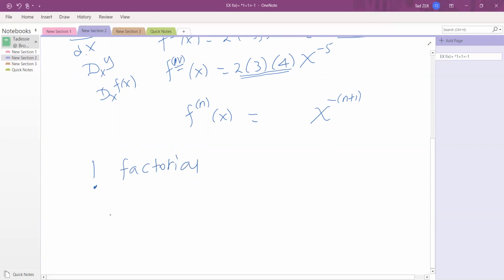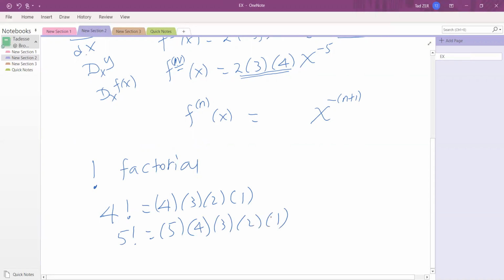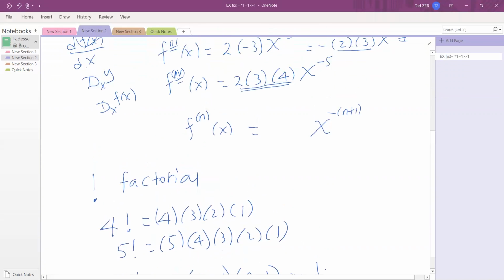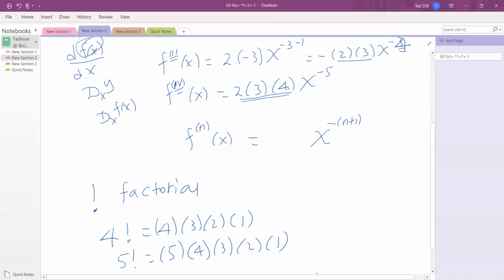So what does factorial notation mean? For example, 4 factorial means 4 times 3 times 2 times 1. 5 factorial means 5 times 4 times 3 times 2 times 1. That's what factorial means. So what does n factorial mean? n times n minus 1, n minus 2, all the way to 1, multiplying from 1 up to n. That's what factorial means. So here you can see that it is 2, 3, 4. 1, 2, 3, 4. I mean, of course, you don't see 1, but it's the same thing. For completion, you can write 1, 1, 2, 3, 4.